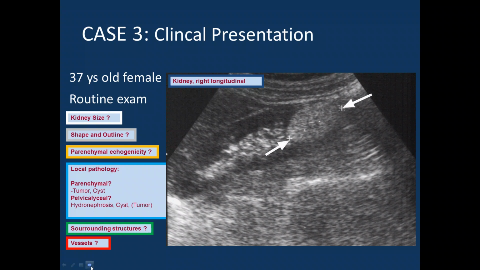hydronephrosis, whatever, and we see here again a pathologic finding. We look at the surrounding structures, free fluid, and in more dedicated investigations, of course, we can also investigate the vessels. So, other suggestions for these lesions?